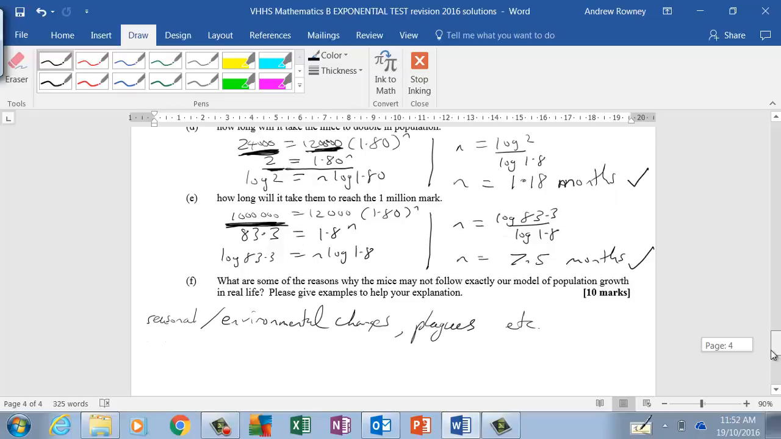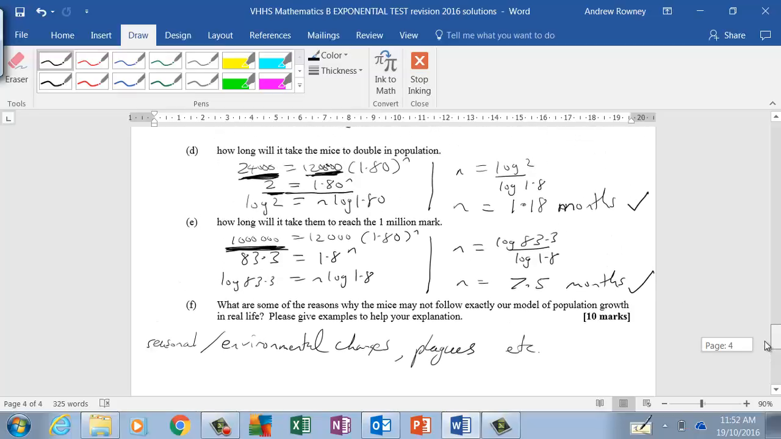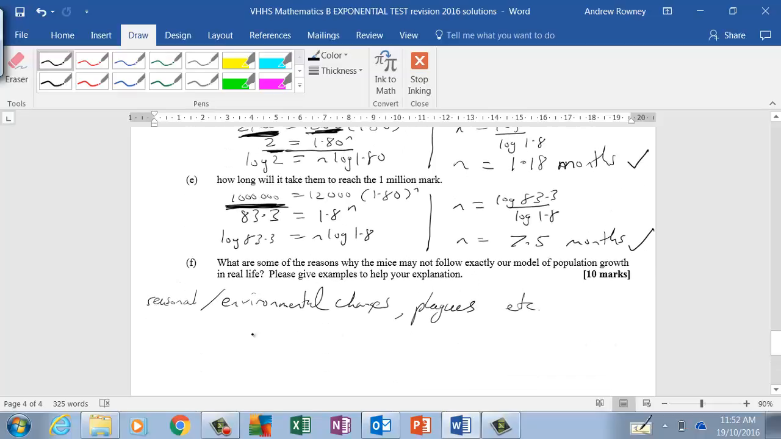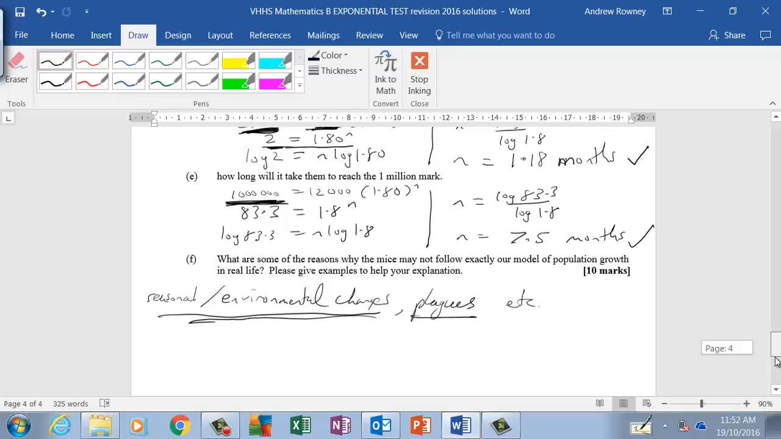Now, of course, there's assumptions in this. That's assuming that the rate is always 80%. This isn't always going to be the case because we have seasonal changes, plagues, many things that would change the rate from not only year to year but month to month.